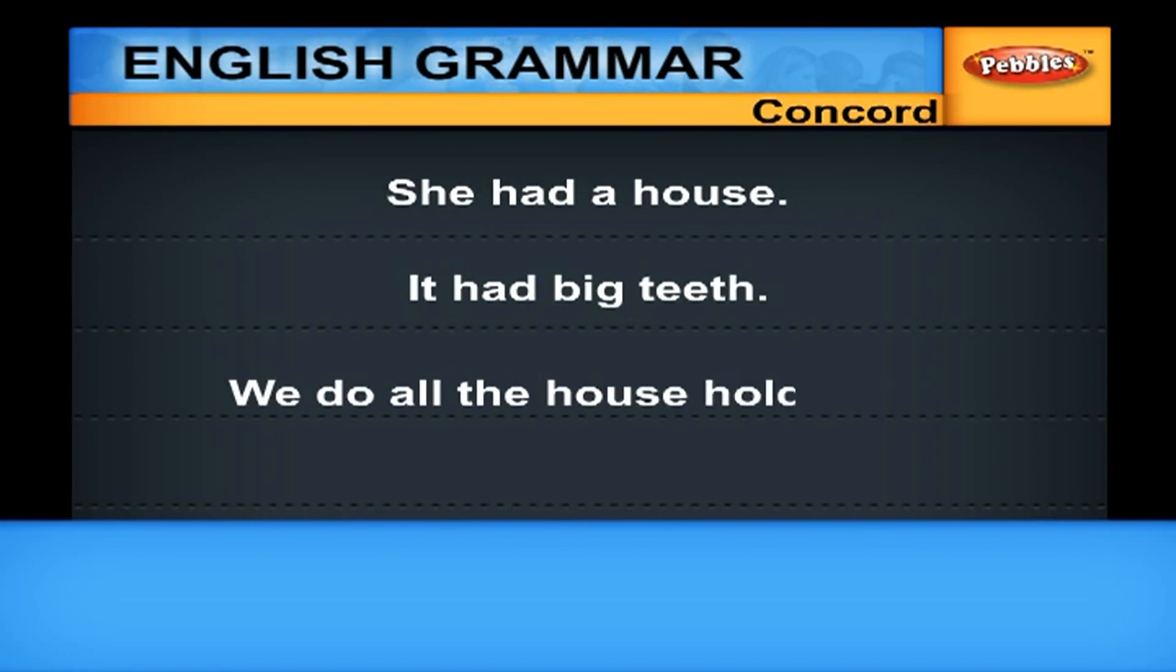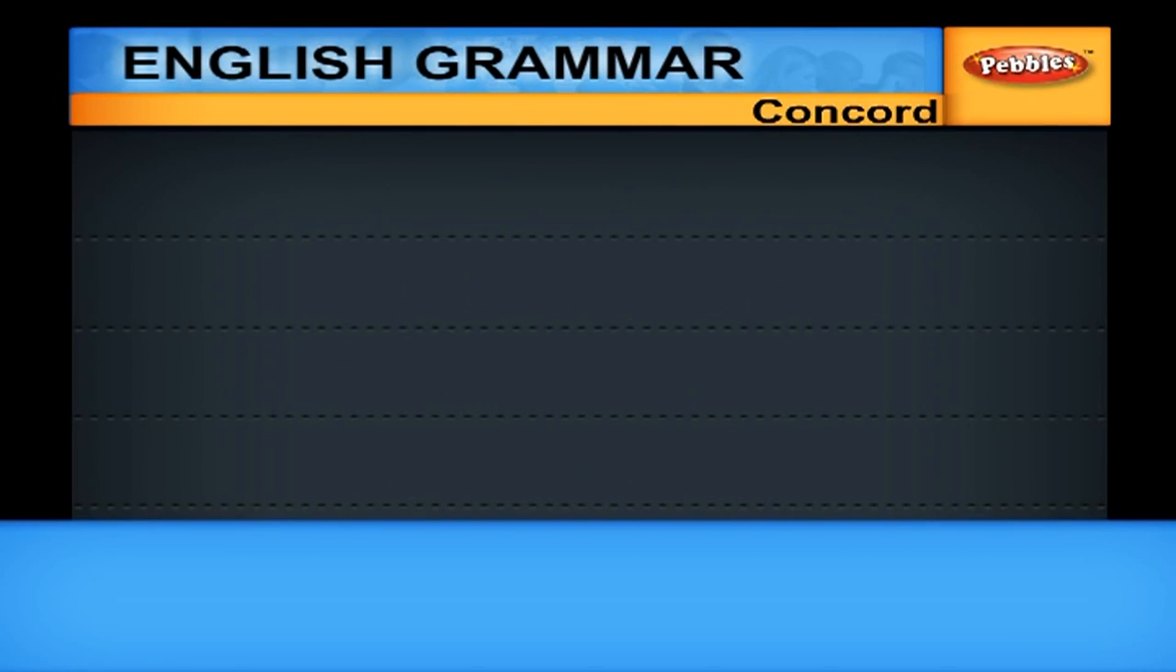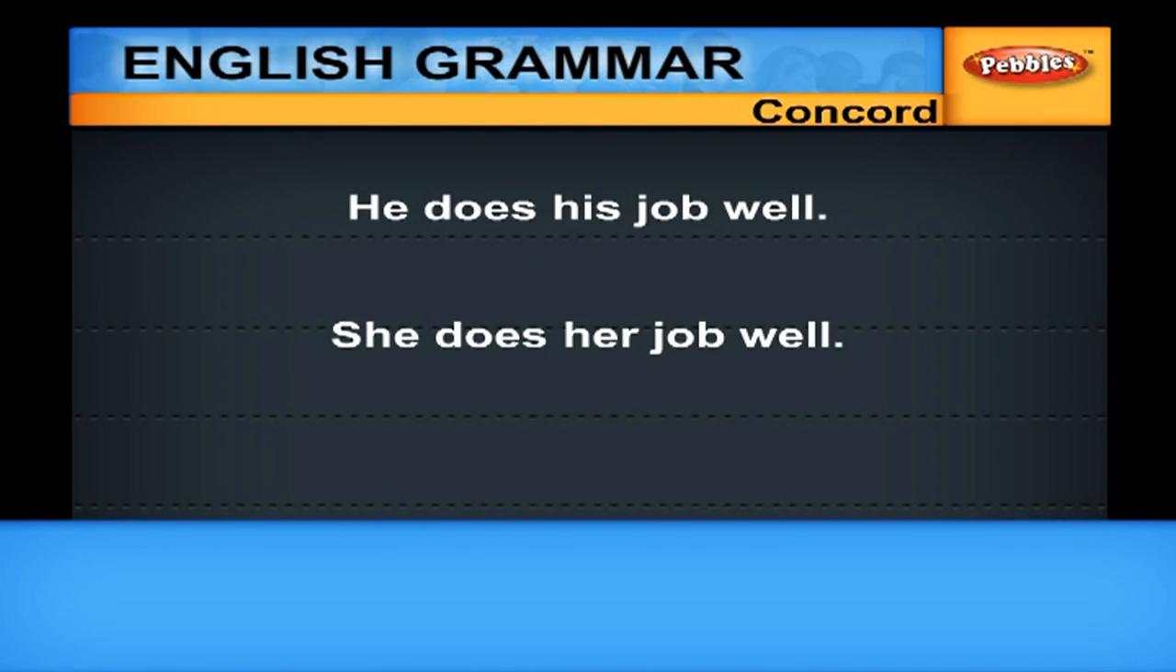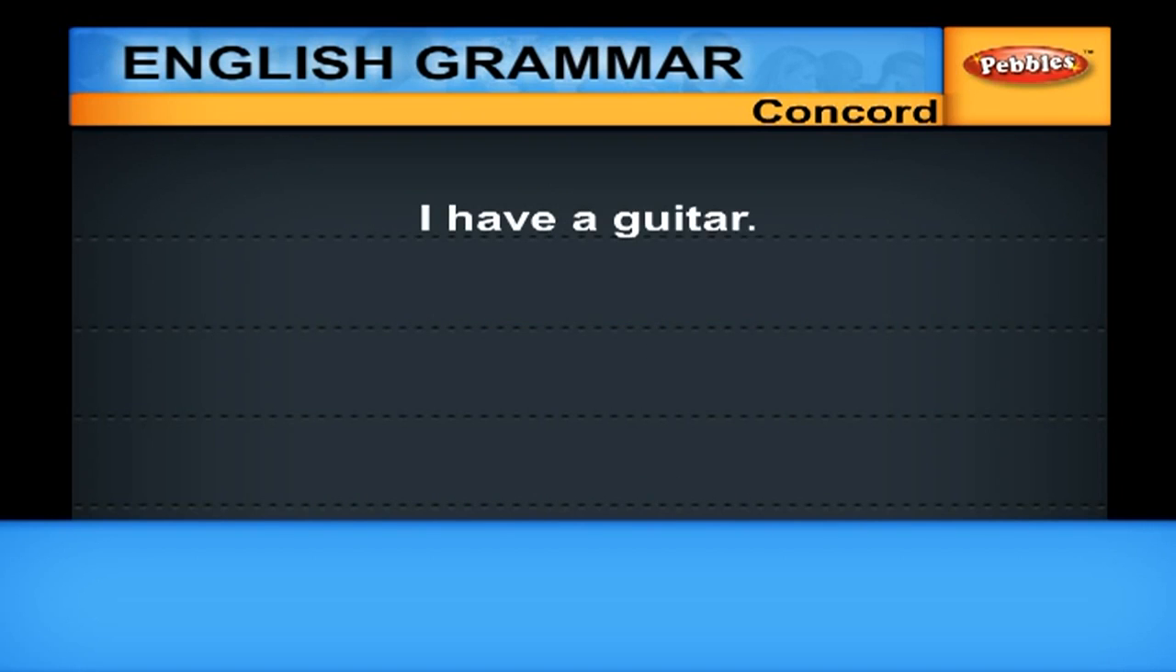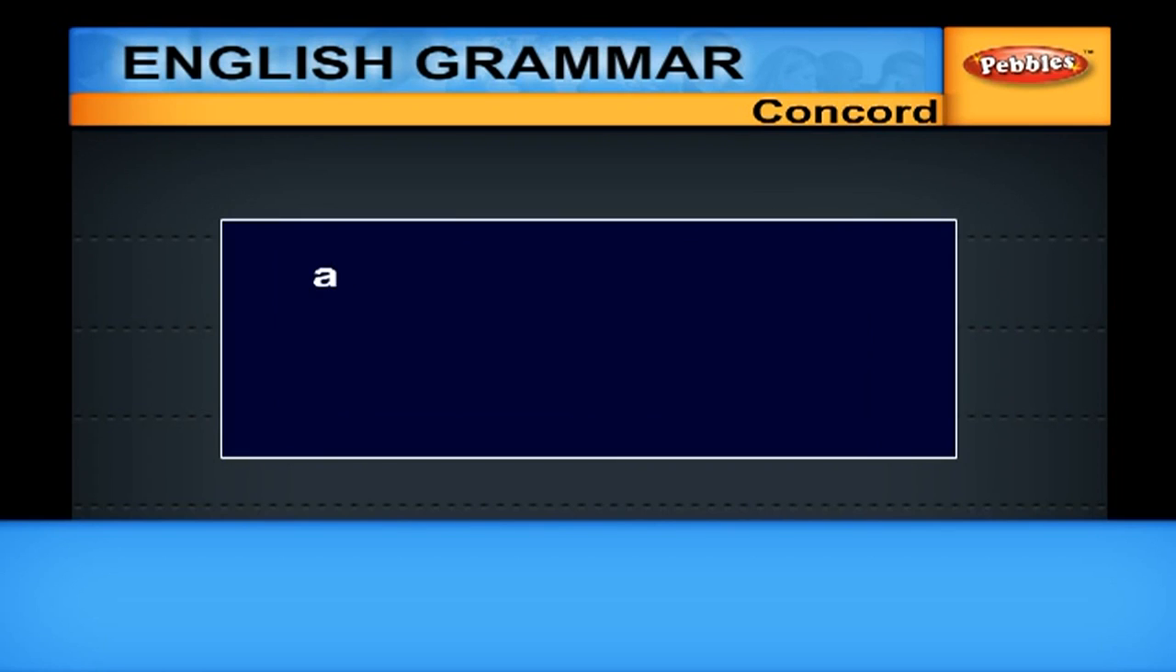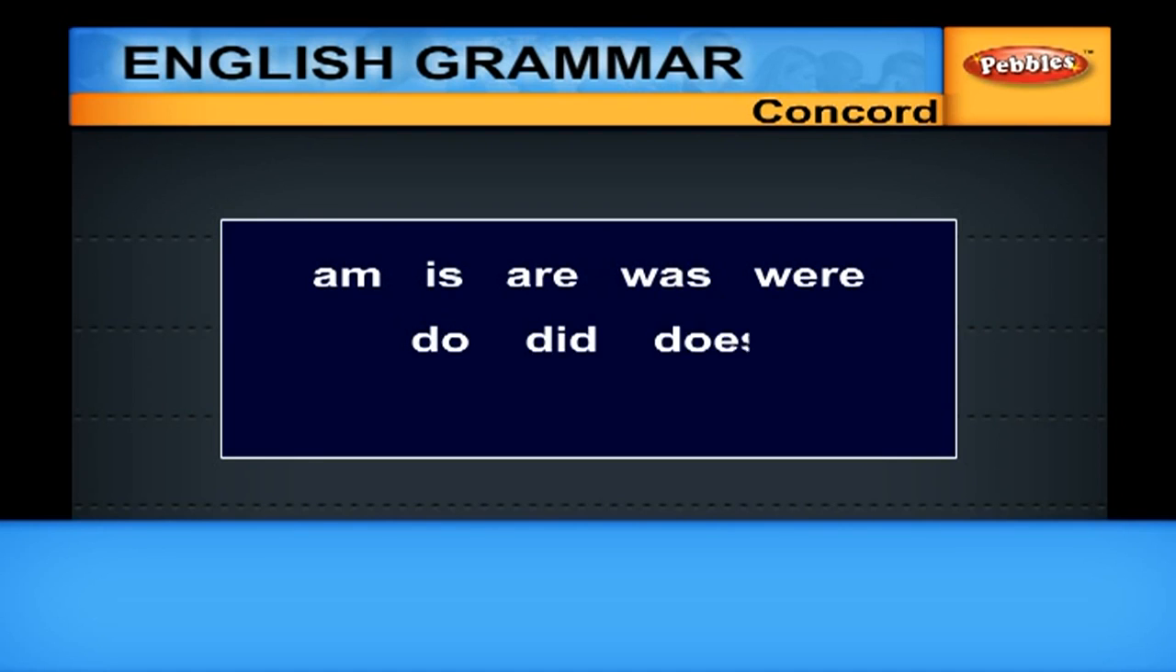We do all the household work. You do your job. He does his job well. She does her job well. They did their job well. In the above examples, we have sentences in simple present or simple past with any one of the helping verbs am, is, are, was, were, do, did, does, have, has, had, functioning as the main verb.